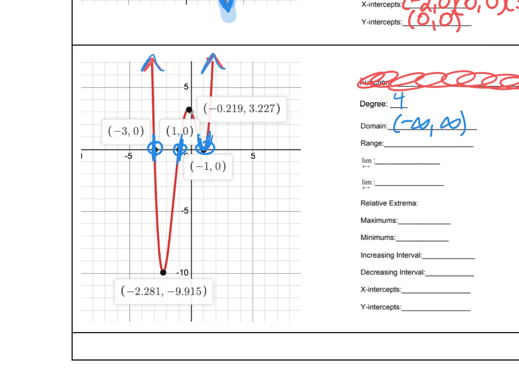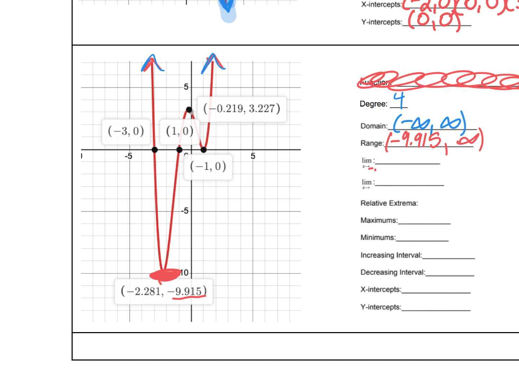That should be easy. Okay, then we're dealing with the range. Okay, so the range deals with bottom to top. Okay, these are going the same direction. So if we look, it's going up forever, but it's not going down forever. It is starting right here. Okay, and since range deals with y values, I just need this y value, negative 9.915, to positive infinity. That's how I get my range.